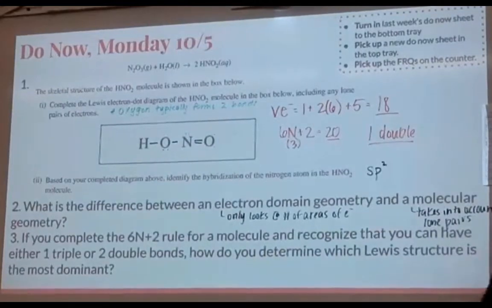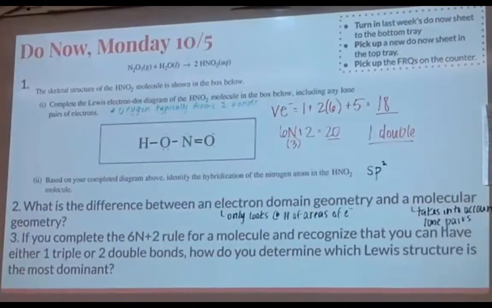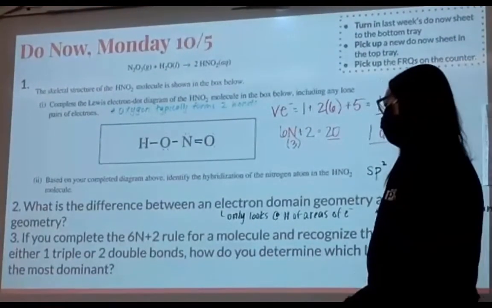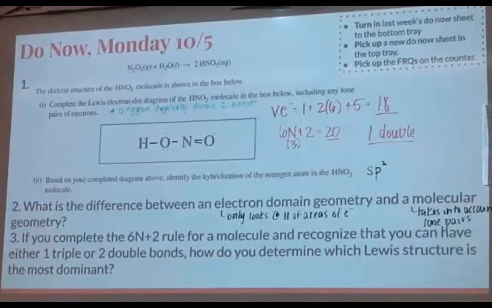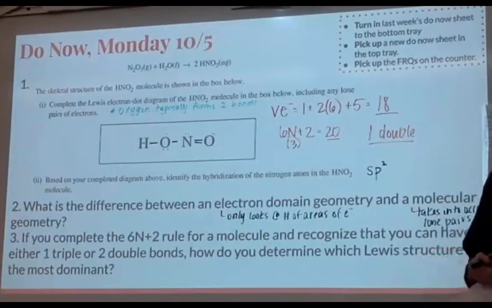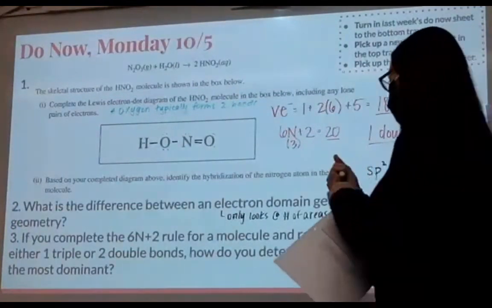Then number 3, if you complete the 6n plus 2 rule for a molecule and recognize that you can have either 1 triple or 2 double bonds, so we looked at this for carbon dioxide, CO2, how do you determine which Lewis structure is the most dominant? There's something that we can calculate. We calculated it last week. What did we look at calculating with the circles? Formal charge.